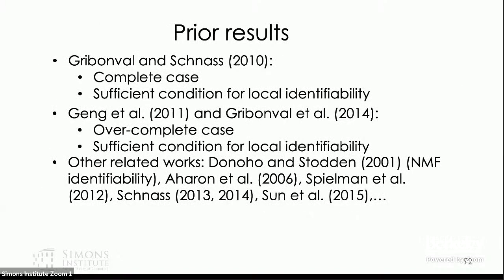So here are the prior results. The 2010 paper is a complete case and gives a sufficient condition, comparing a special case for local identifiability. And people also move on to the over-complete case. We stayed with the complete case. And there was some work on identifiability for non-negative matrix factorization. And there are many other works which are listed here.